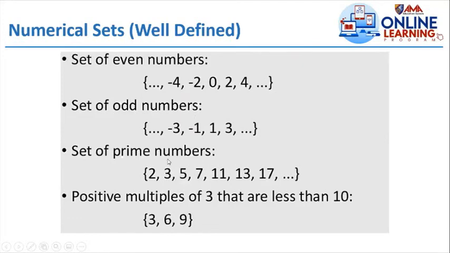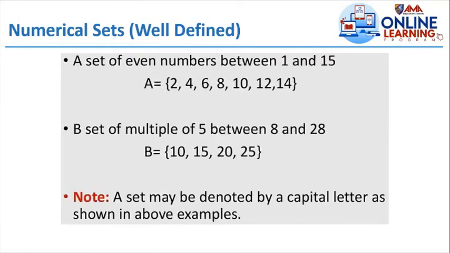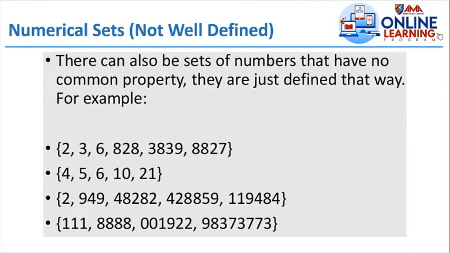Next, we have the set of prime numbers. Alam natin ano yung mga prime numbers. Ayan, we can list them. And then the positive multiples of 3 that are less than 10. We can also identify. So that's 3, 6, and 9. And then as well as here, and ito na yung mga not well-defined sets. So yung mga not well-defined sets, we don't know or we can identify kung ano ba yun sila, ano ba yung mga numbers na yan, or we can't find their common property. Wala silang common property.